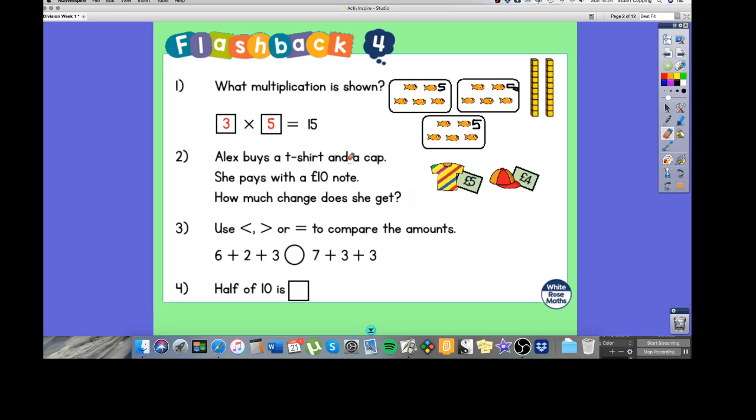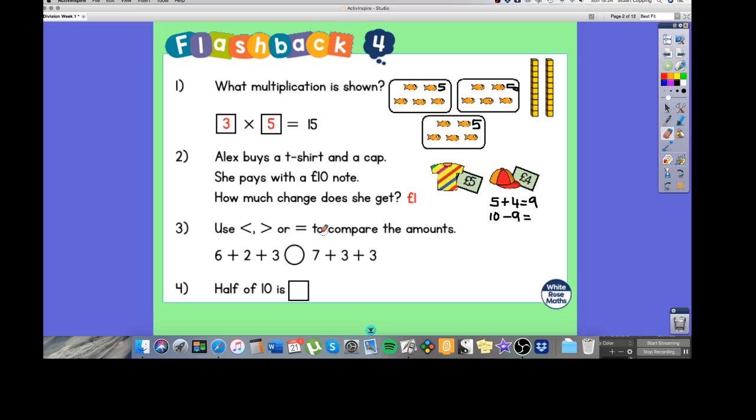Okay. Alex buys a t-shirt for £5 and a cap for £4. So first of all, we need to add these together. So 5 add 4 equals what? Equals 9, number bonds. Okay, but she pays with a £10 note. How much money does she get back? Then you're doing 10 take away 9 equals, which again is our number bonds. The answer is £1.